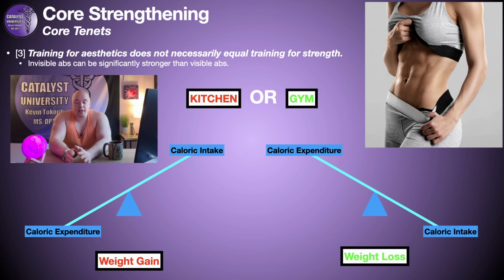Now, when it comes to having visible abdominal muscles, arguably the most important factor for most people is having a low enough body fat percentage that the abs become visible. So having low enough body fat in this area.